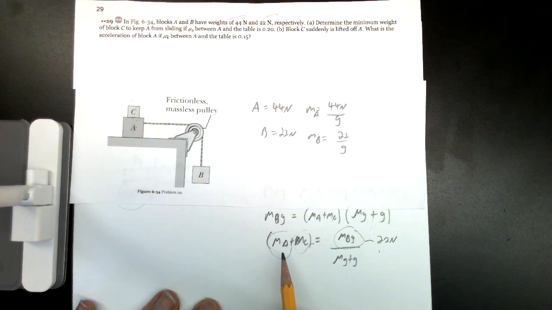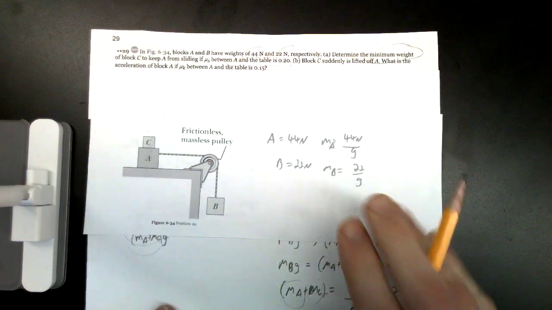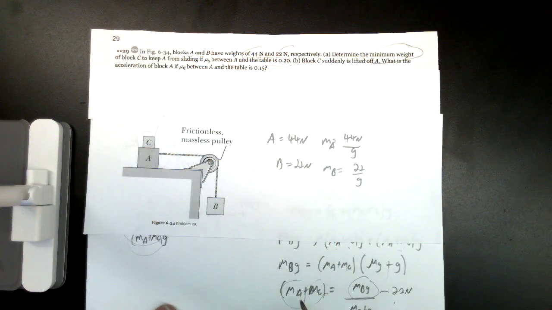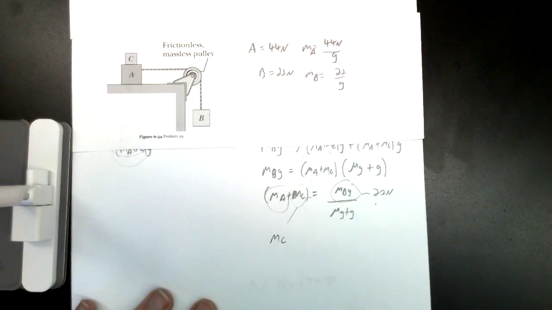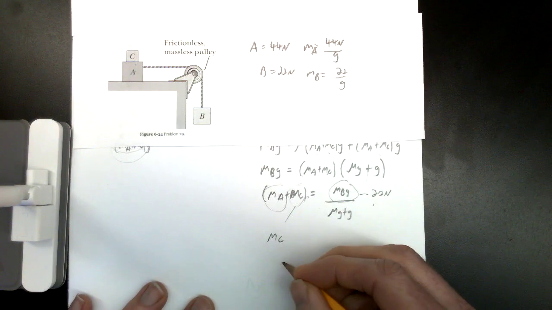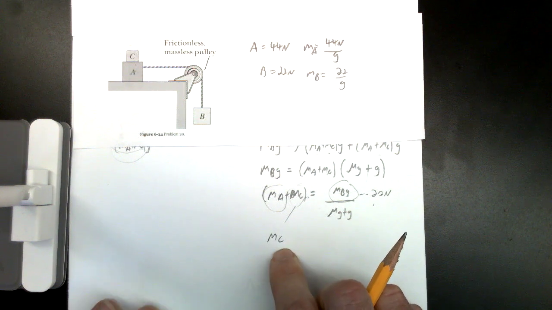Now, does it say determine the minimum weight? So just being careful right here. If I solve this, this is a number, we know all these numbers. If I solve this for mC, then that's the mass of C, and now to get the weight of C, I have to multiply by g. So that's what you're going to do.